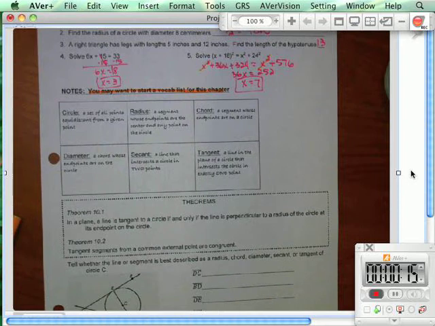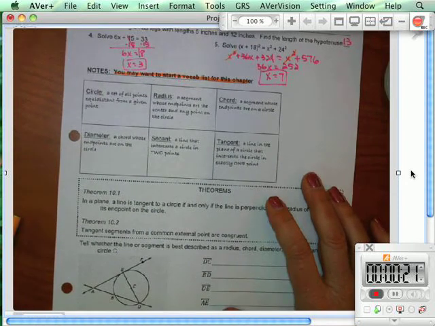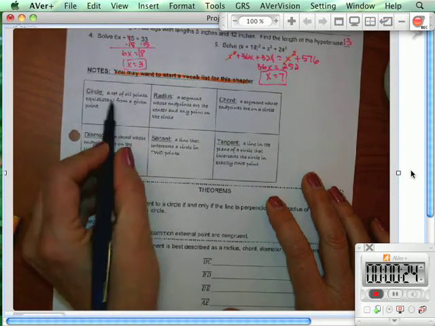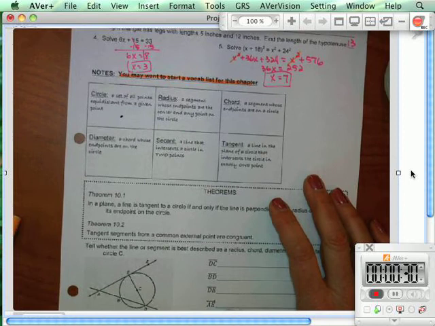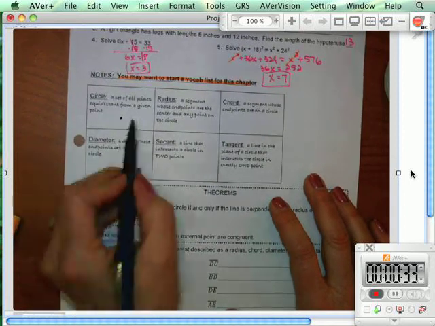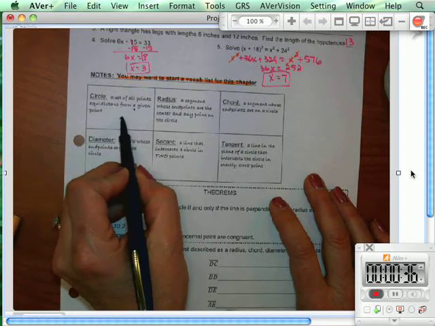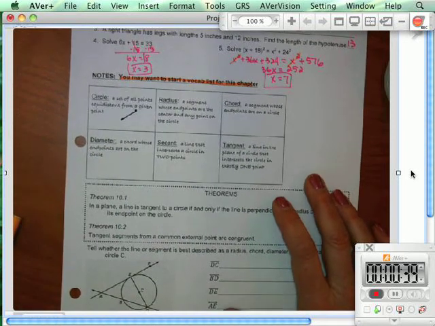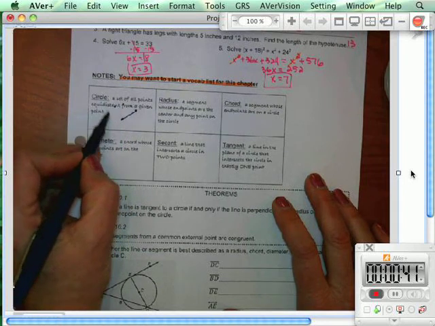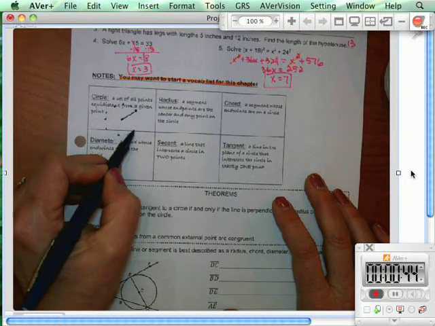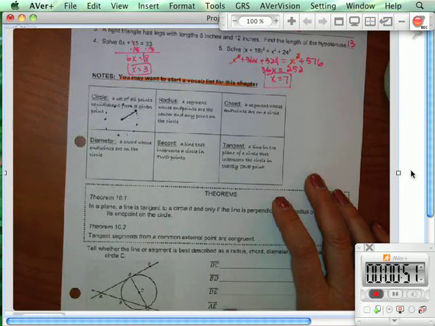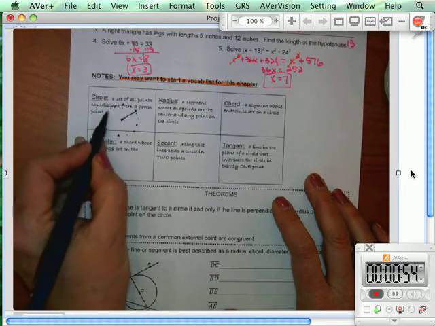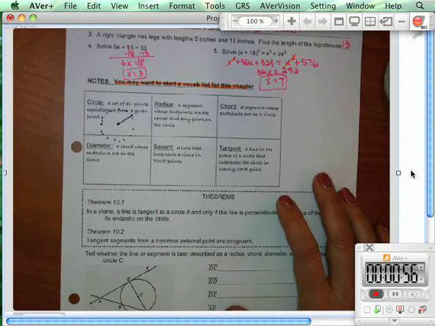Formal definition. You ready? A set of all points equidistant, you've heard that before, from a given point. So if you put a point here, and then you make another point here that's this far from that point, right? If you were to go all the way around that same distance from the center, there's an infinite number of points, and that's what forms a circle. That's just a picture of the definition. All the way around. Yeah? Equidistant from the center, from that point.